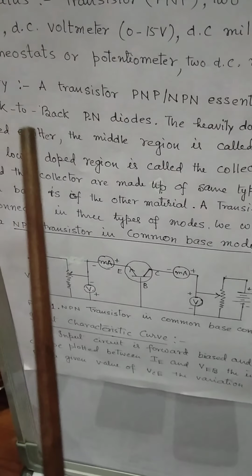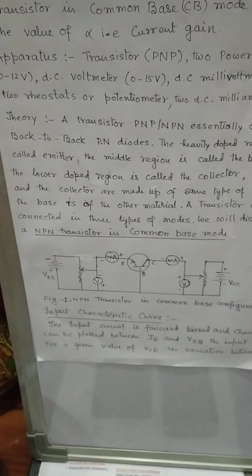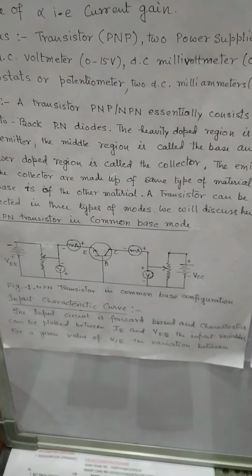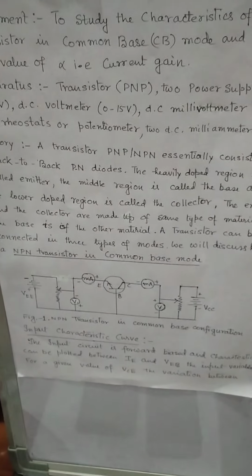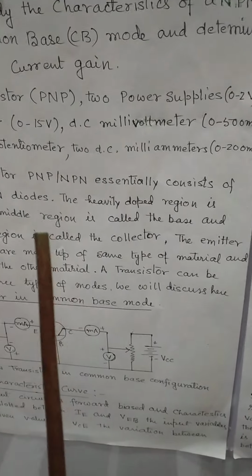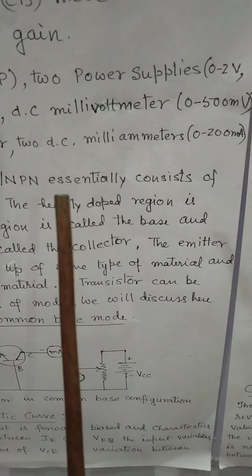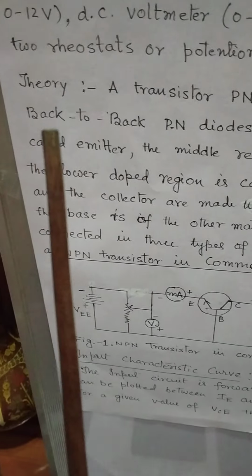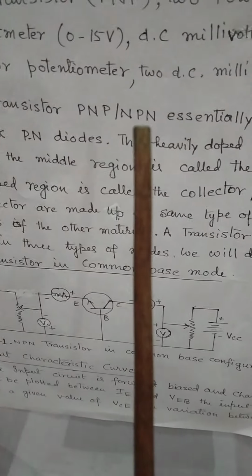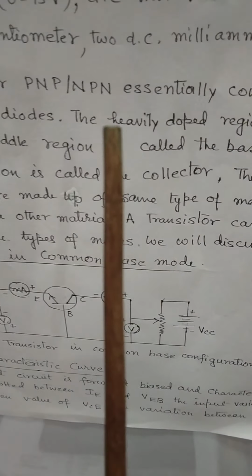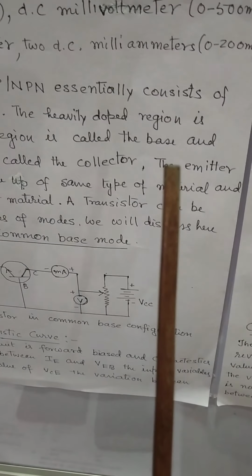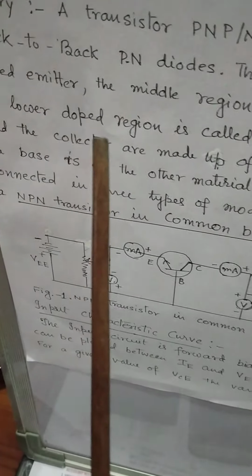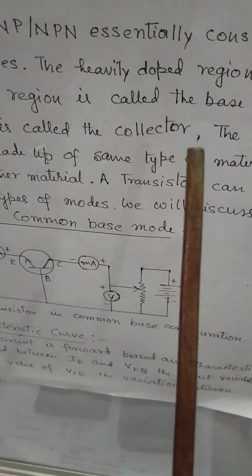milliamperes range. Now let us discuss the theory to draw the characteristic in common base mode. A transistor, either PNP or NPN, essentially consists of back-to-back PN diodes. The heavily doped region is called the emitter, the middle region is called the base and the lightly doped region is called the collector.